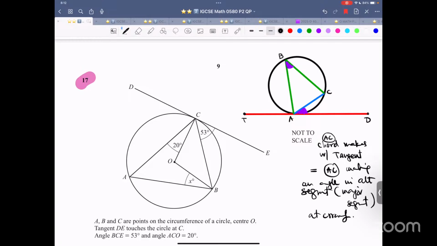Got the idea? So now look at it. This is A, B, C. The angle is at B. It's in the major segment. So this is the major segment at circumference. Because the name is A, B, C, the angle is B. And this is in the minor segment with the tangent. So these two angles are the same. This is called alternate segment theorem.